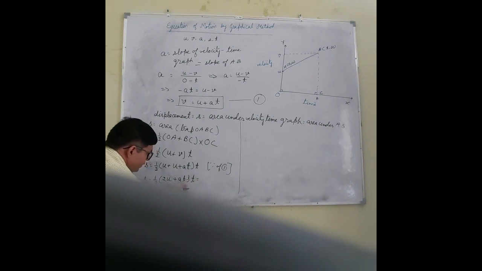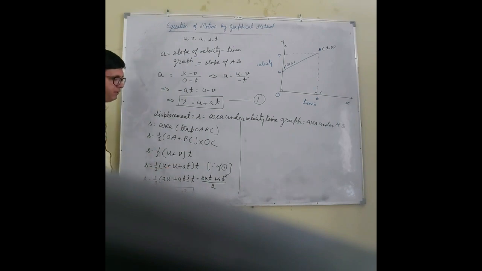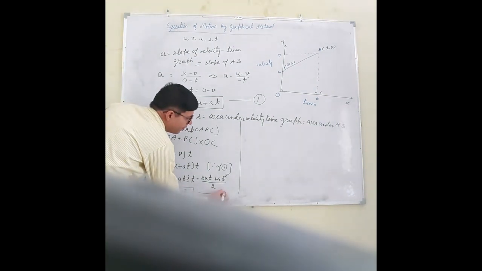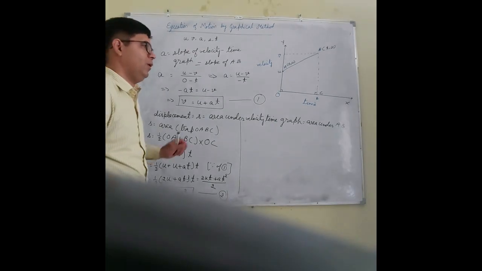So just open the bracket. You will have 2UT plus AT square by 2. Right? So I can say S equals UT plus half of AT square. Right? So this is the second equation of motion.